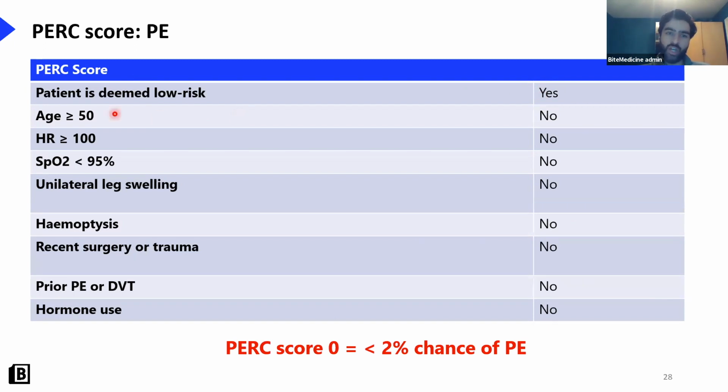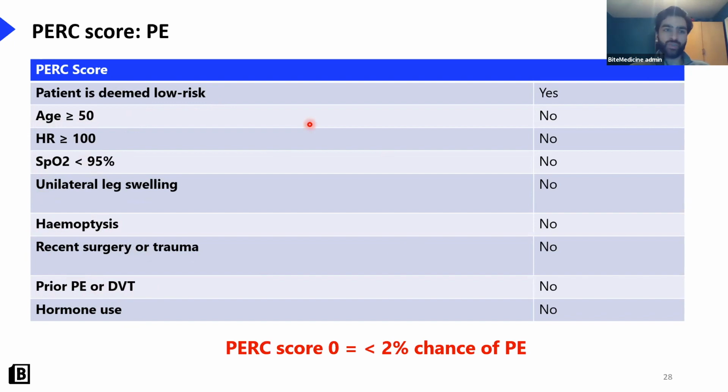So if the patient is a low risk for PE, and no is the answer to all of these other questions, so their age is less than 50, they're not tachycardic, they're not hypoxic, they don't have a DVT, they don't have hemoptysis, they have not had recent surgery or trauma, they have not had a past medical history of clots, they aren't on hormones like oral contraceptives, then their PERC score is 0. You send the patient straight home. You don't need to bother doing anything further. It's a really cool score, something which is used a lot in A&E.